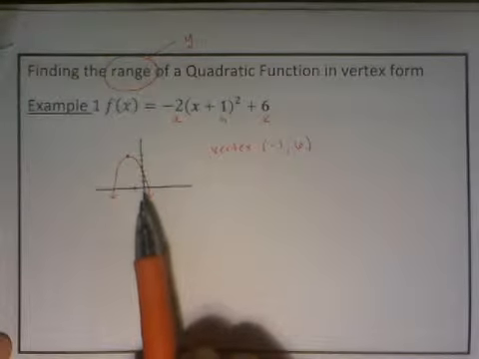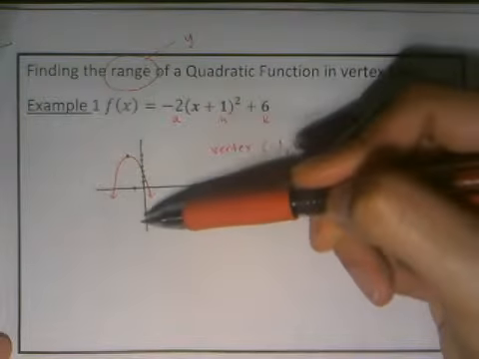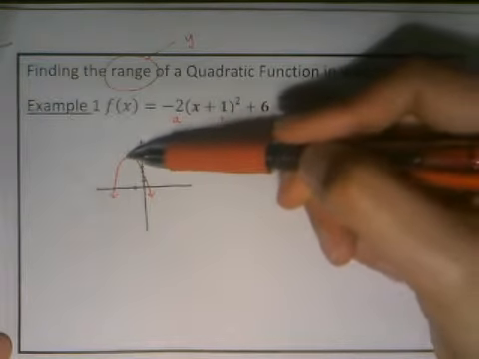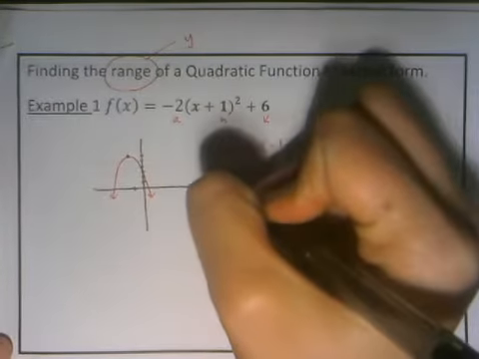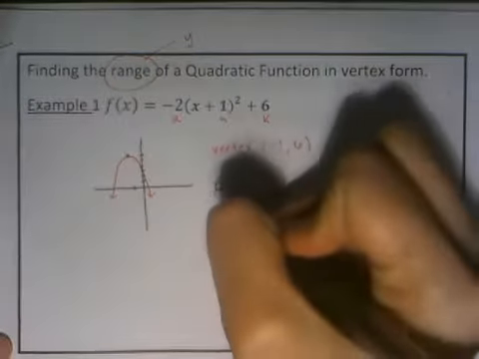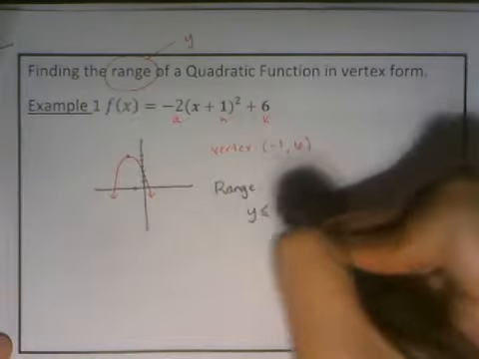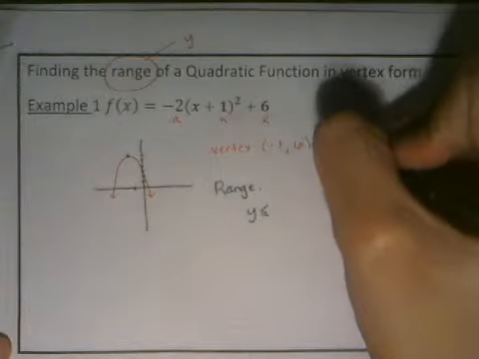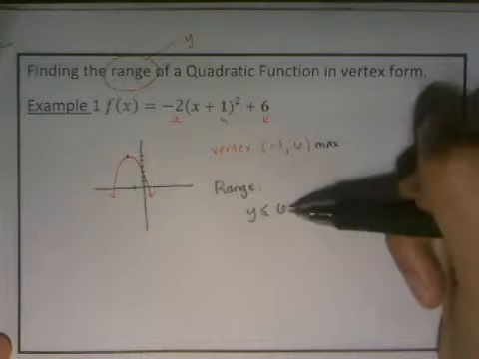Looking at this parabola, the range of values is all the y values covered by the graph. And the y values of this parabola, well, the highest one is up here at the vertex, and the rest of them are lower than that, which means that to write the range, we start with y, and then we use an inequality symbol, and because the parabola is going down, it's going to be a less than symbol because all of the rest of the points are less than that top point because the vertex is a max.